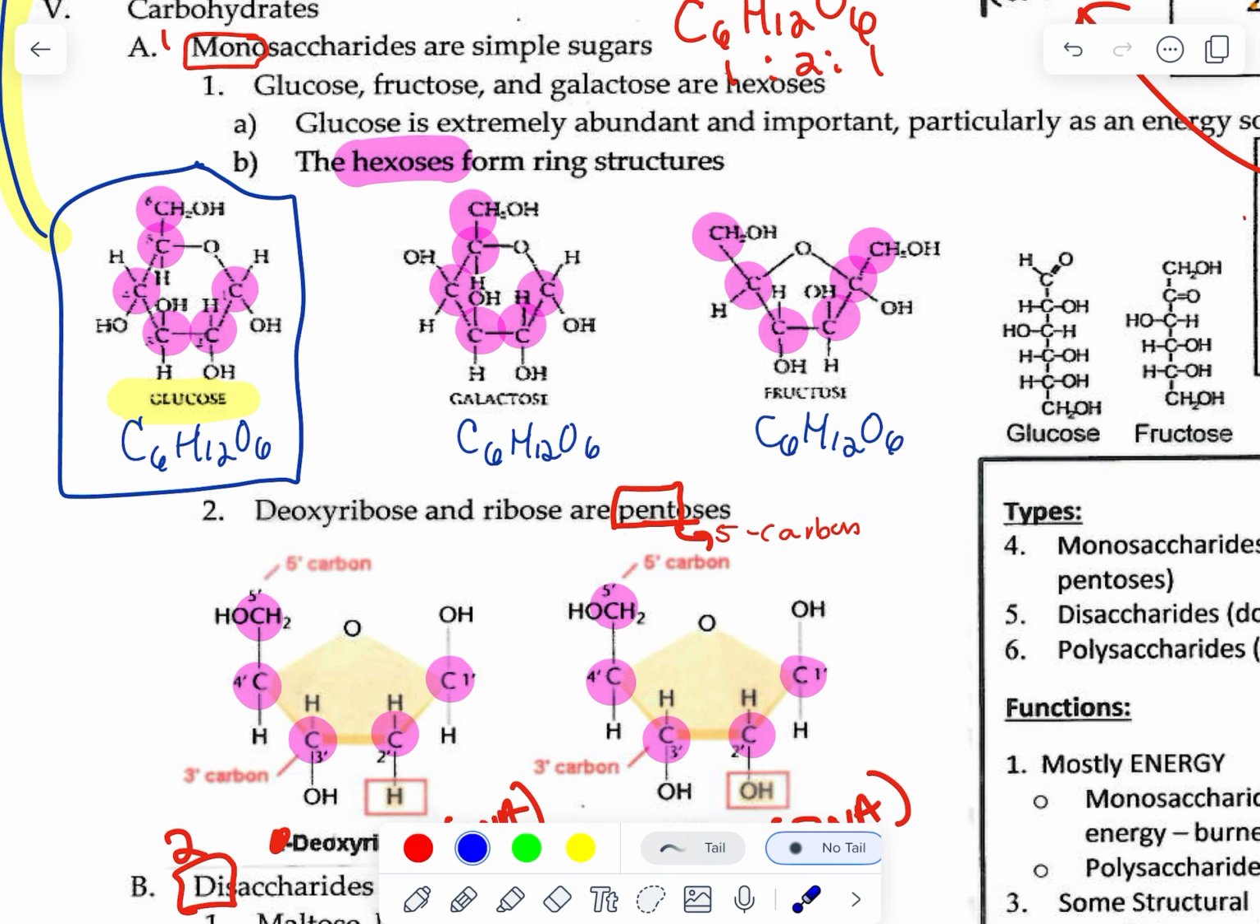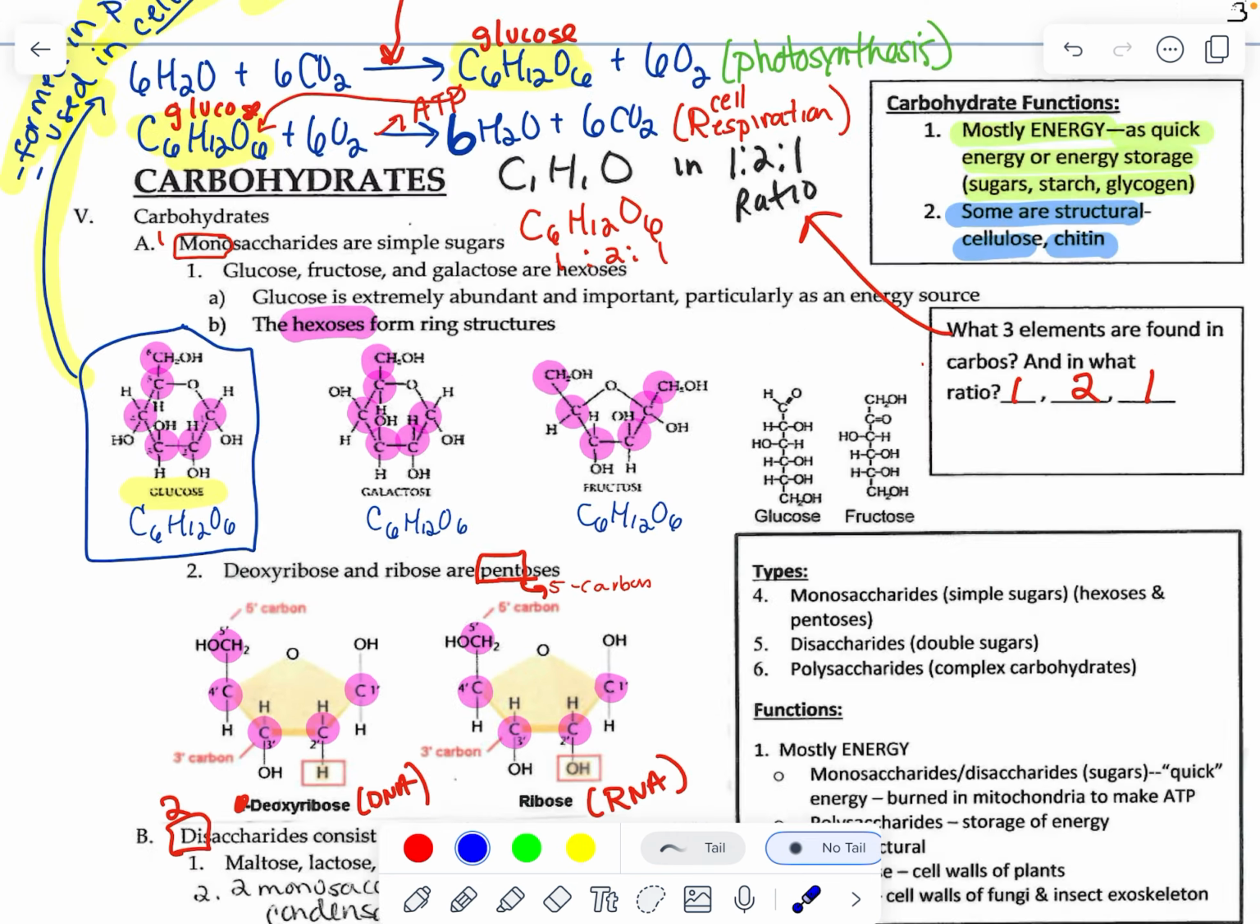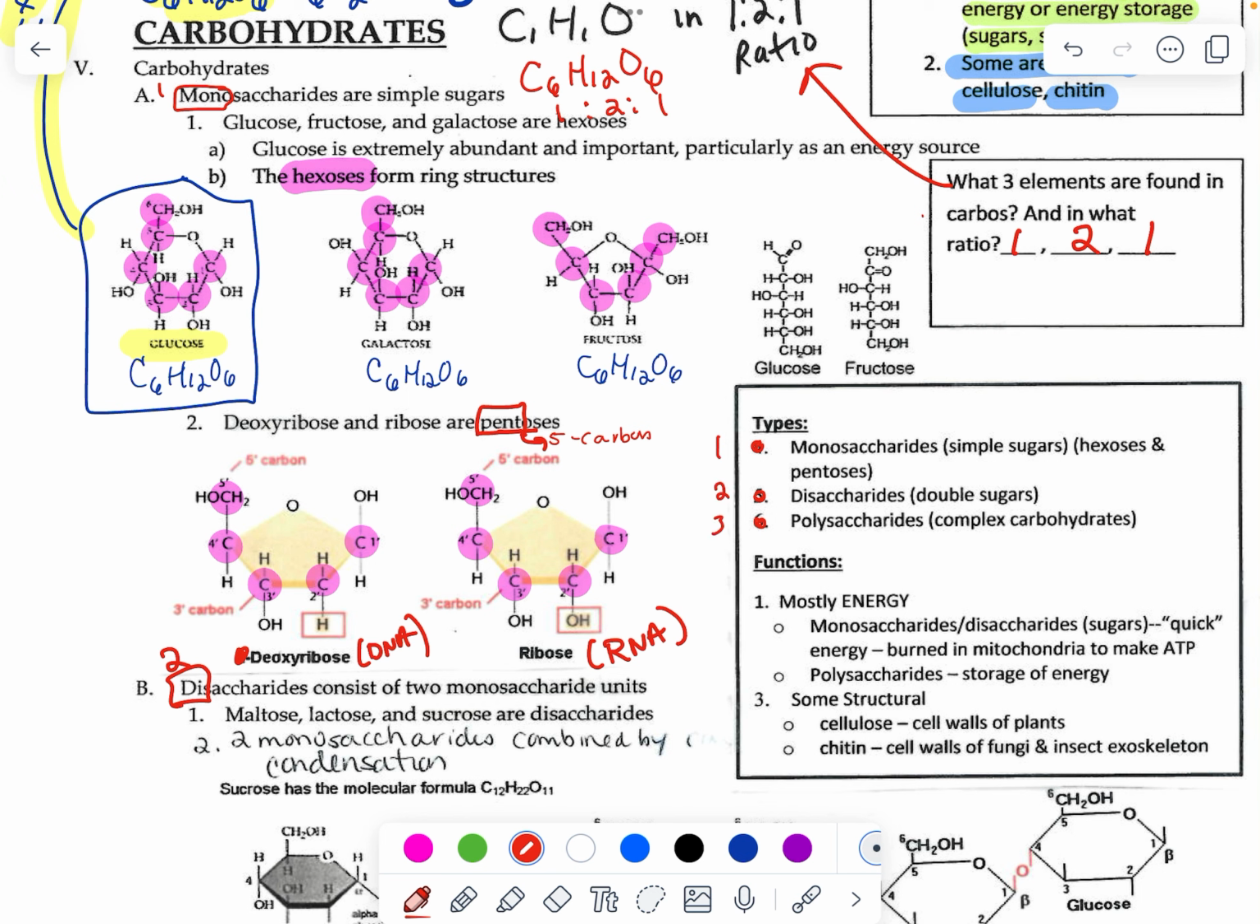So going back to carbohydrates, this is sort of the outline. We're going to break carbohydrates down into monosaccharides, disaccharides, and polysaccharides. I'm not sure why that says 4, 5, and 6, but 1, 2, and 3. So there's 3 categories of carbohydrate.